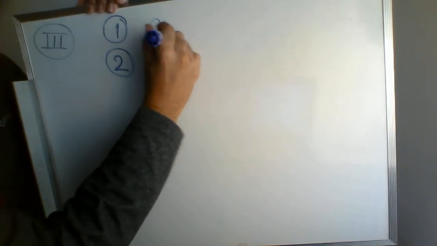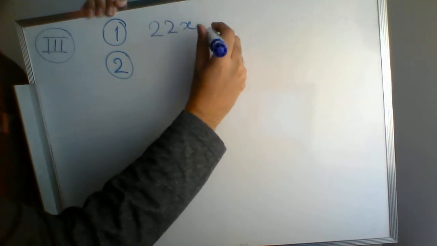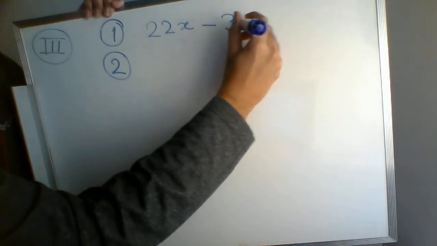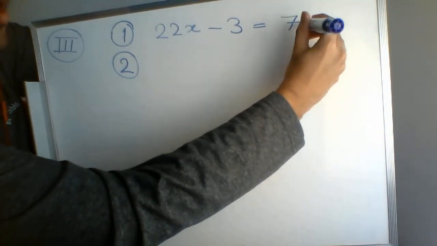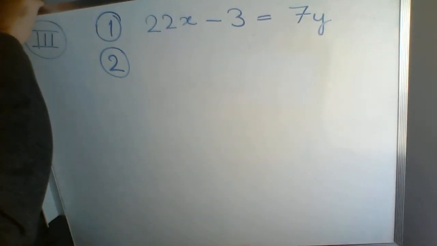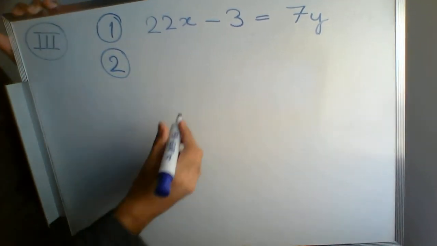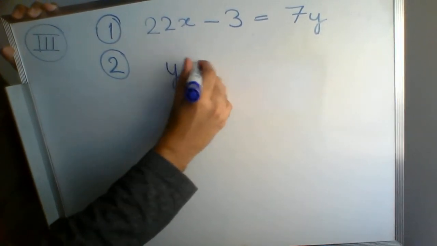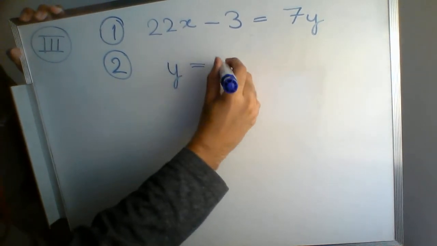Alright, so last example. So here we've got 2 equations once again. The first one is going to be 22x minus 3 is equal to 7 times y. 22x minus 3 is equal to 7 times y. Alright, and the second equation that you've been given is y equals 2x plus 3.